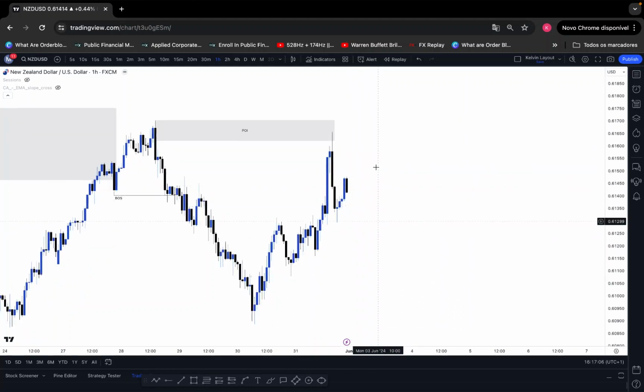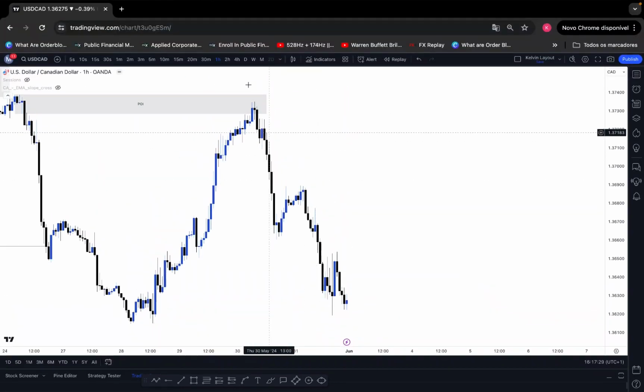So I'm gonna be looking for sales on the lower time frame, targeting this previous low to just maintain the overall bearish order flow, right? It's simple like that. High time frame, weekly bearish, daily bearish, hourly is bearish. So on the lower time frames, we want to be looking for sales, right? So that's it for New Zealand dollar. Let's move to the next pair.